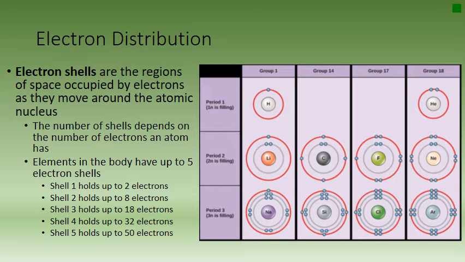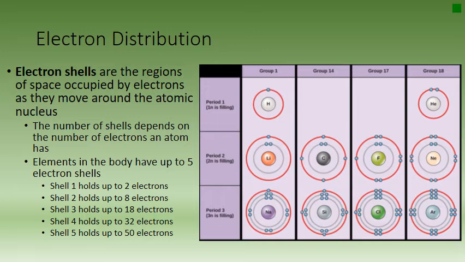Now, the number of shells depends on the number of electrons that an atom has, and the number of electrons that an atom has depends on the atom's atomic number, the element's atomic number. Generally, though, on the periodic table, period 1 elements have 1 electron shell. Period 2 elements have 2 electron shells. Period 3 elements have 3 electron shells, and so on and so on.